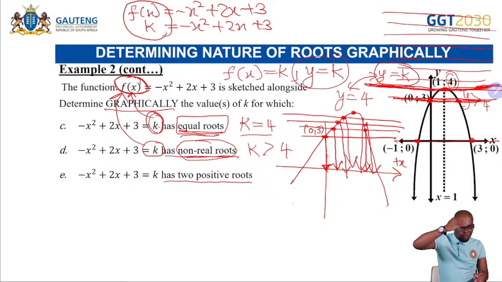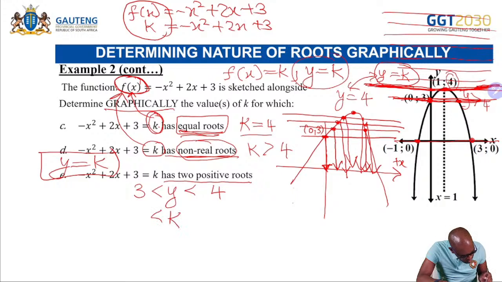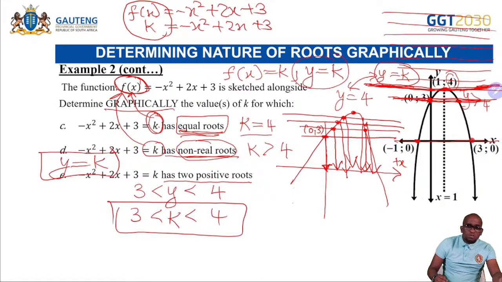So you can see that happens only when the line moves between the y-intercept and the turning point. Above the y-intercept, below the turning point, which means that now it is when the line y moves between the y-intercept, which is 3, and the turning point, which is 4, when y is trapped between 3 and 4. But we know we are moving a line y equals k, which means that k would be trapped between 3 and 4, like that. So that would be the solution to the third one. You need to look at this, try to make sense out of it. It's not difficult concepts here, even if it's not concepts you are used to, but these are simple mathematical concepts that need you to understand them conceptually, right?